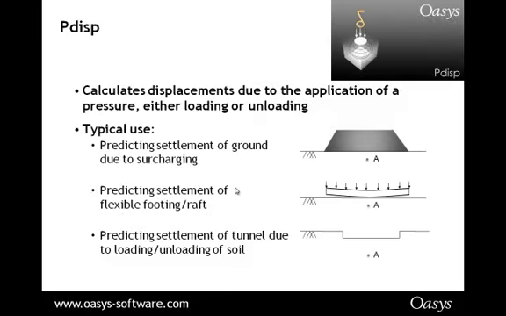Pdisp analyzes displacements due to the application of a pressure, and that's either a loading or an unloading pressure. So it can be used, for example, for an excavation or a demolition. The typical use of Pdisp would be predicting ground settlement due to surcharging, ground settlement of a flexible footing or raft, and this fits in very well with GSA Raft, which we'll come to, and predicting settlement of tunnels, for example, due to loading or unloading of soil. Pdisp is used extensively, for example, in the UK, in areas like London, where LUL tunnel movements are very important, and assessments need to be made.